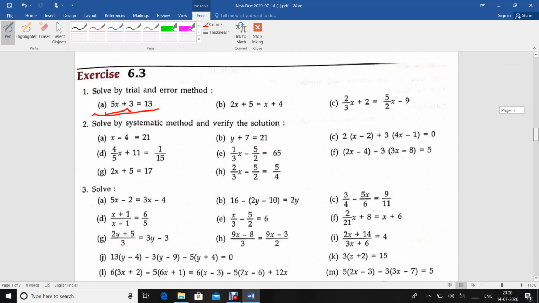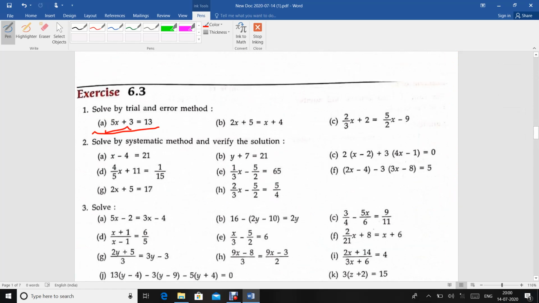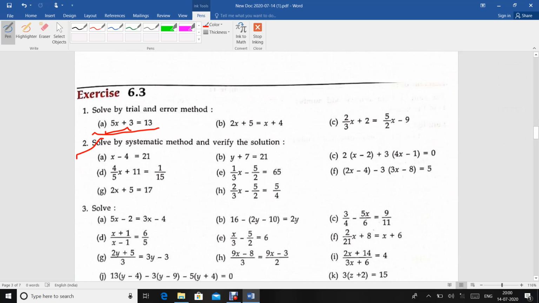Let us see the solution of your exercise question. Here question number 2 is solved by the symmetric method and also verify the solution. Let us do the question for this.